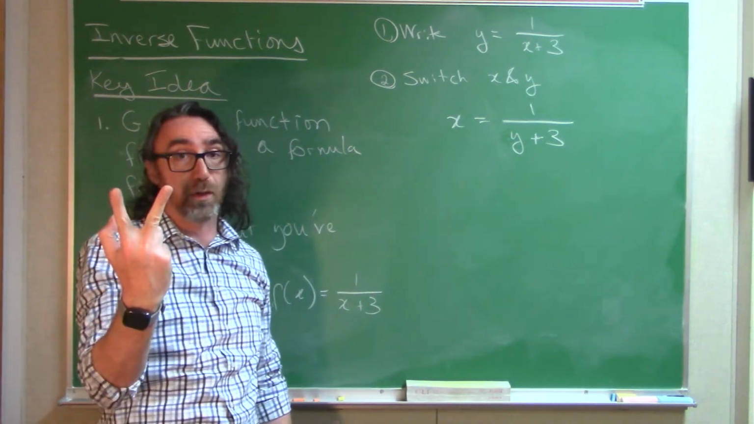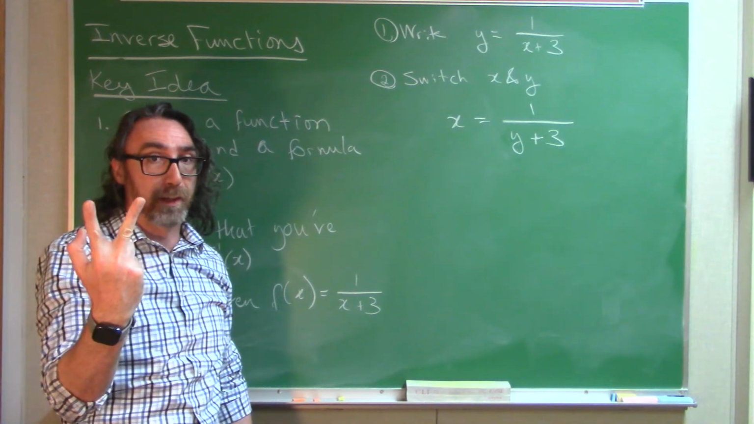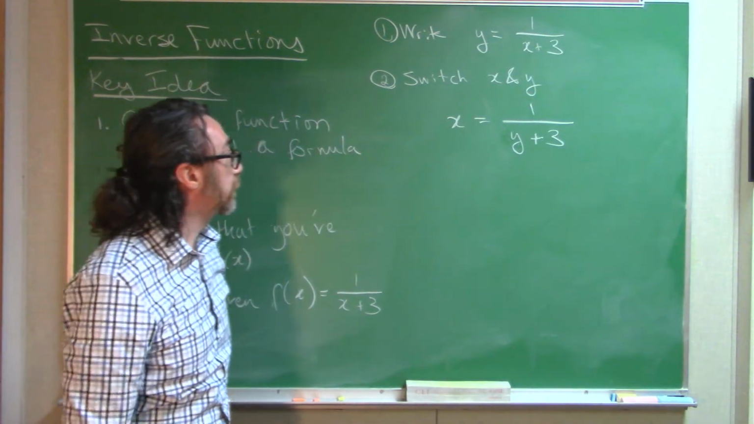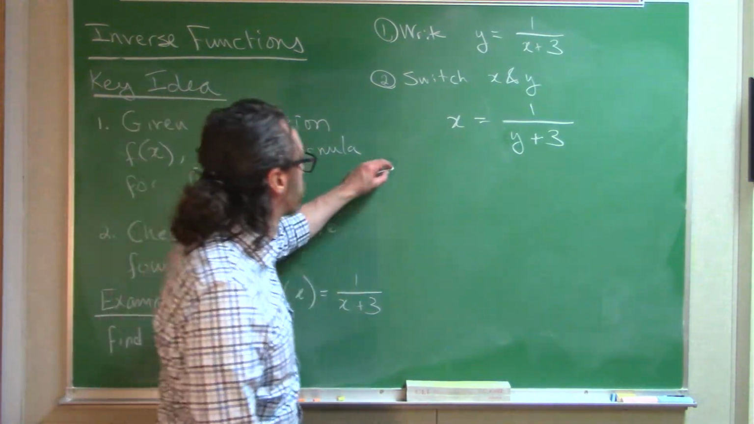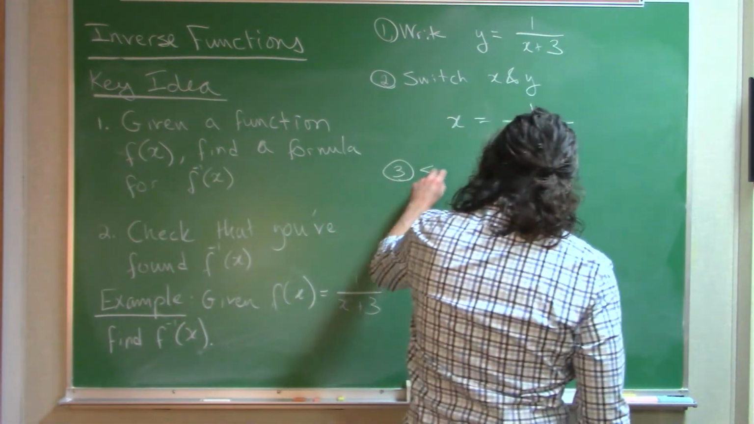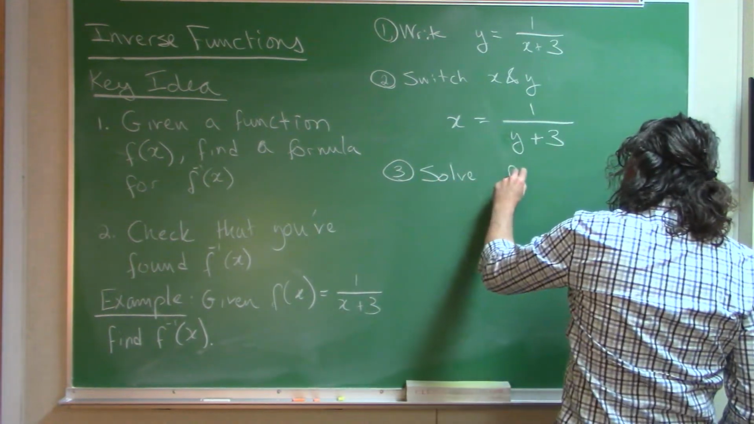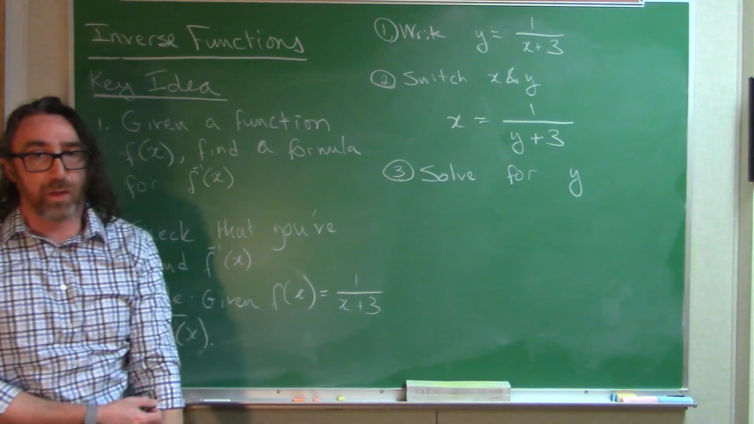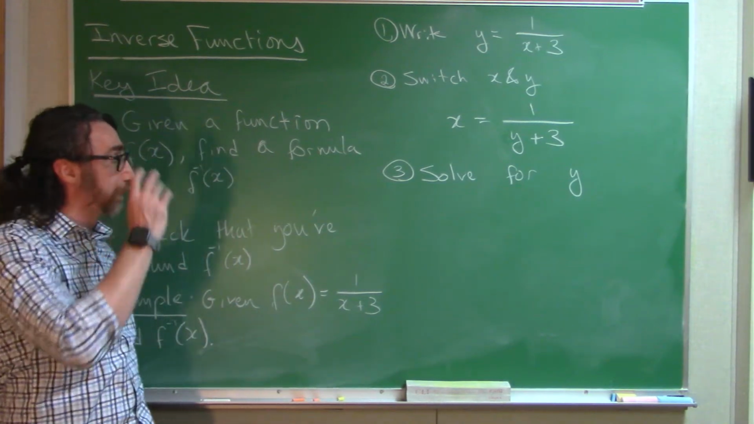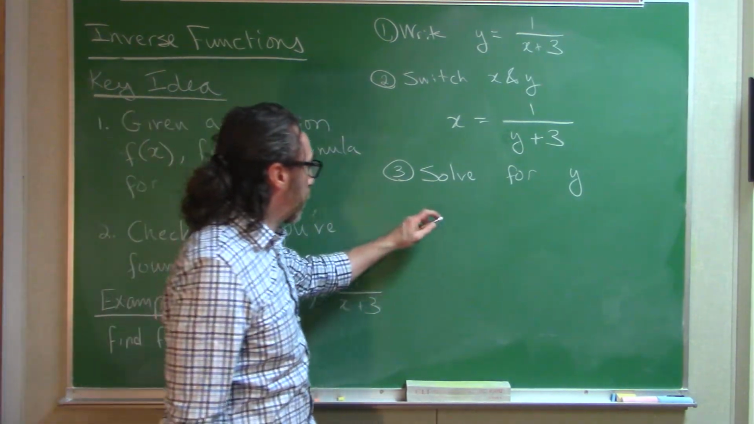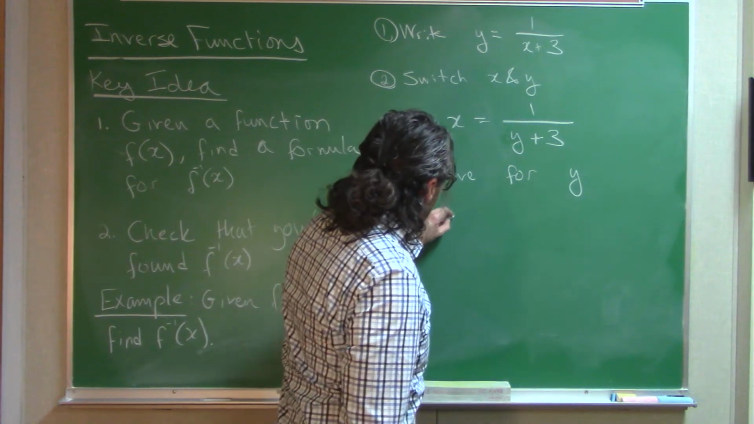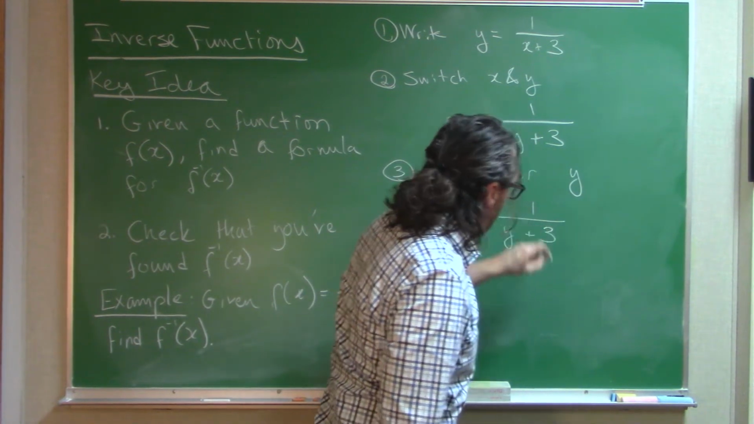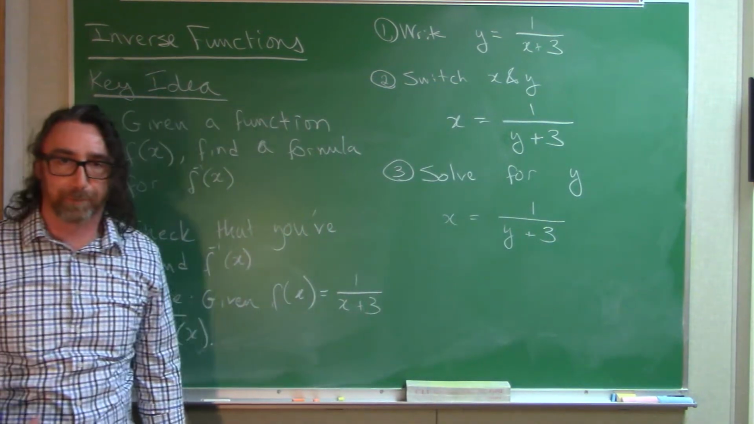Well, the inverse function is going backwards. The inverse function starts with the output and gives you the input. So we switch them. And then you need to take that and solve for y. This equation is a little complicated because it involves a fraction.